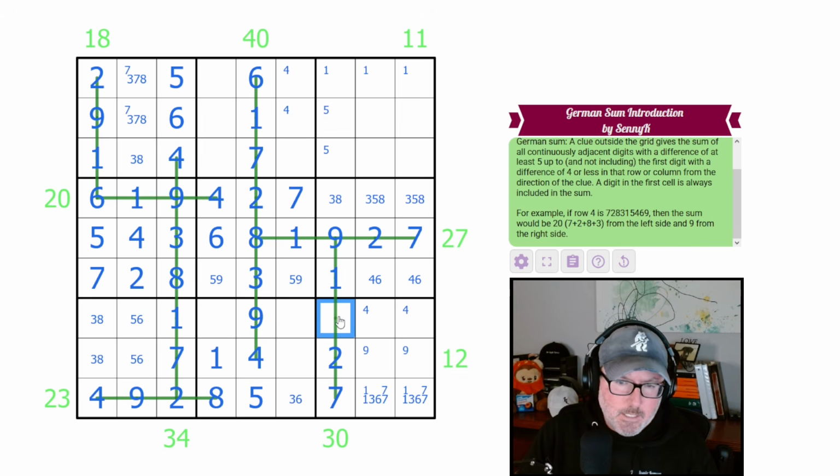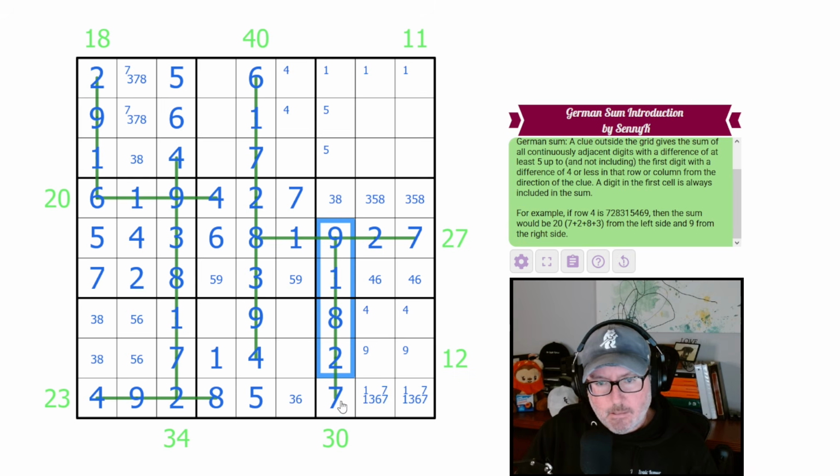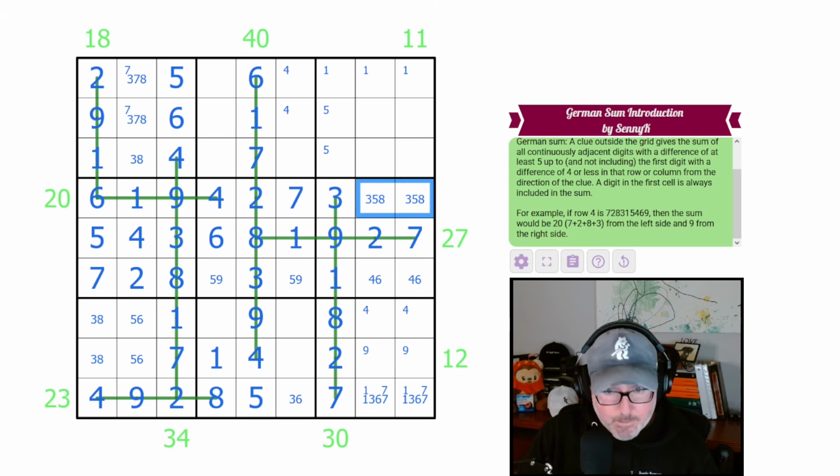This has to be an 8. There's nothing else that works. And what is our math? We currently have 27. You have to be a 3. And that will finish this line. You will not be 3s.